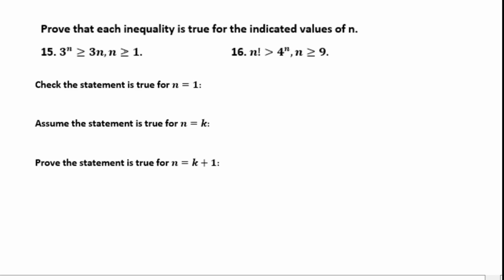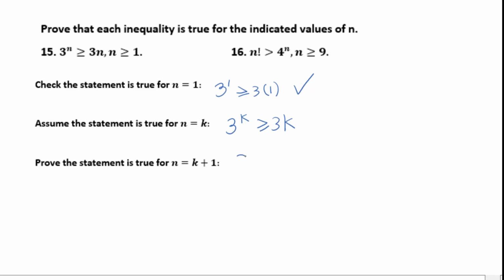Since n is greater than or equal to 1, we get started from 1. 3 to the first power is greater than or equal to 3 times 1. This is true. Assume the statement is true for n equals k, which means 3 to the k's power is greater than or equal to 3k. Prove the statement is true for n equals k plus 1.